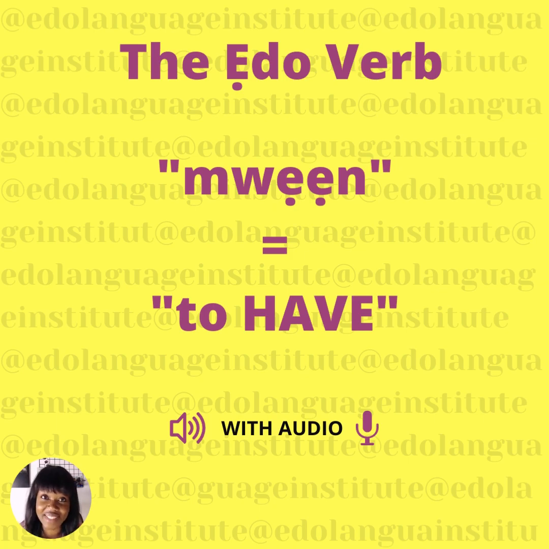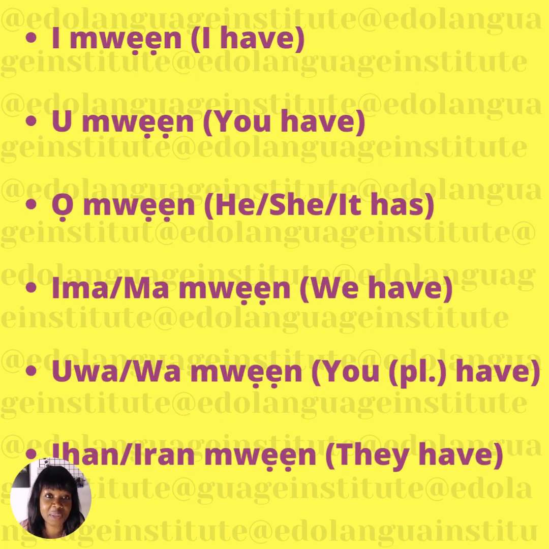I'm your host and teacher, Steffi Wifo, and today we'll be looking at the Edo verb ne, which means to have. So I'll just move on to the next slide. I really want to keep this video as short as possible. So here I've applied this particular verb ne to our personal pronouns.